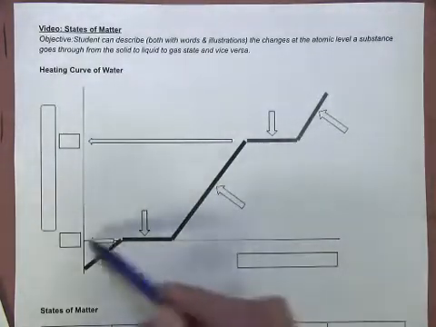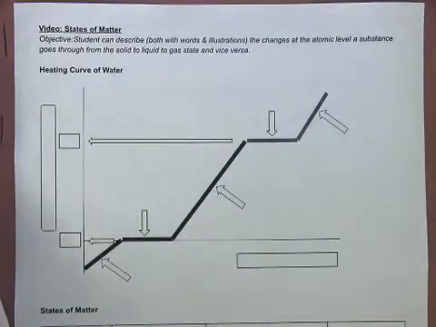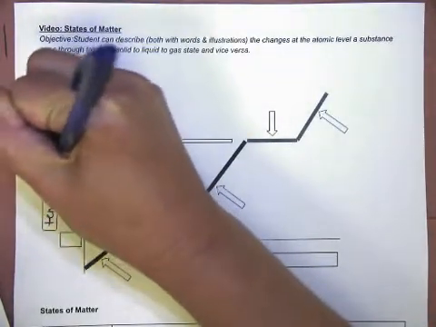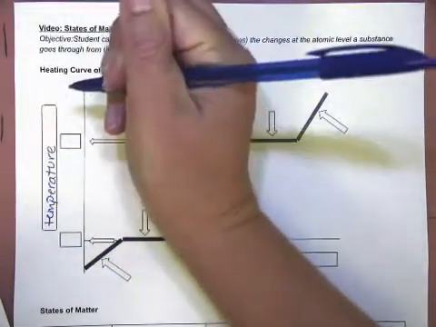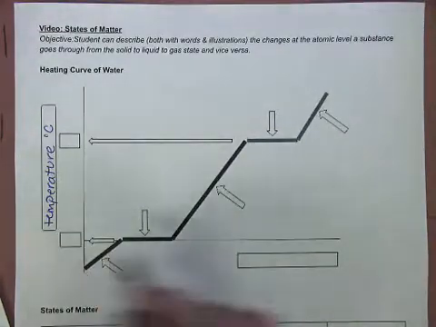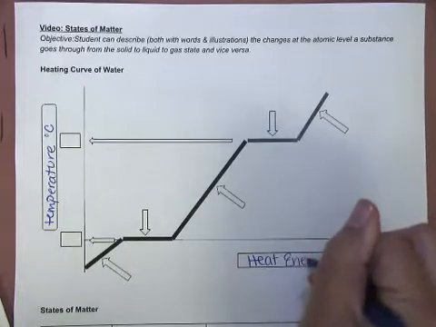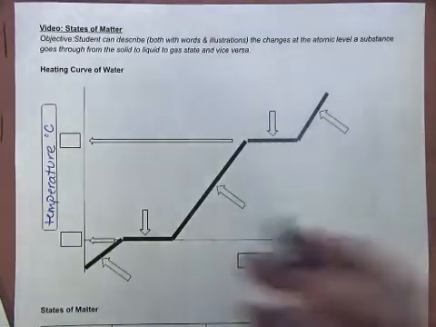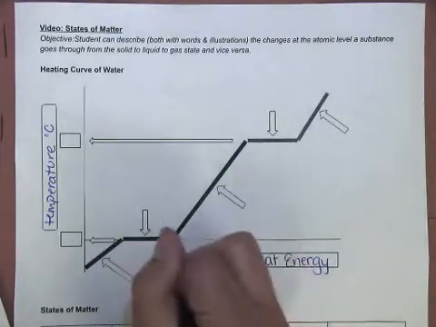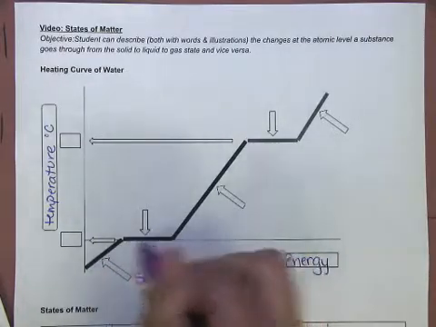So on our heating curve, we have two axes, and then information is plotted. Our y-axis has the information of temperature, and temperature is measured in degrees Celsius. Our x-axis has heat energy. So we're heating it. We start with a solid. So this area here is a solid. And it stays a solid up until this point here.